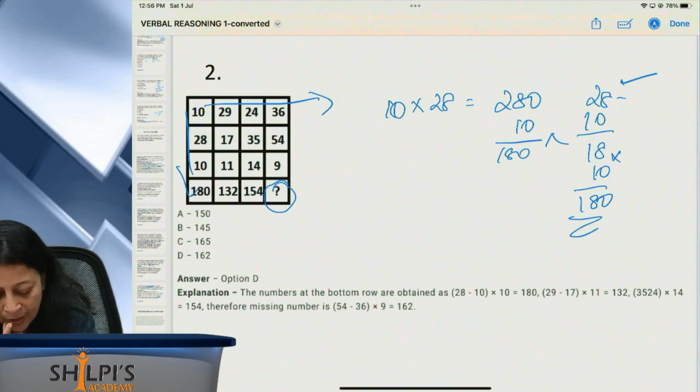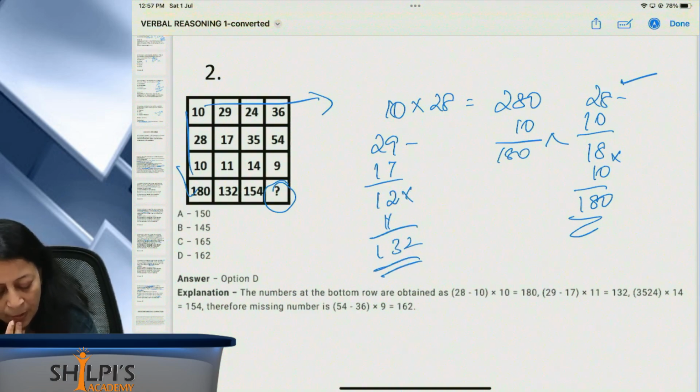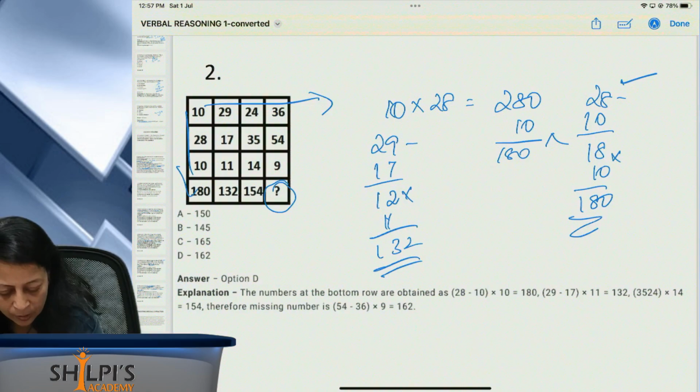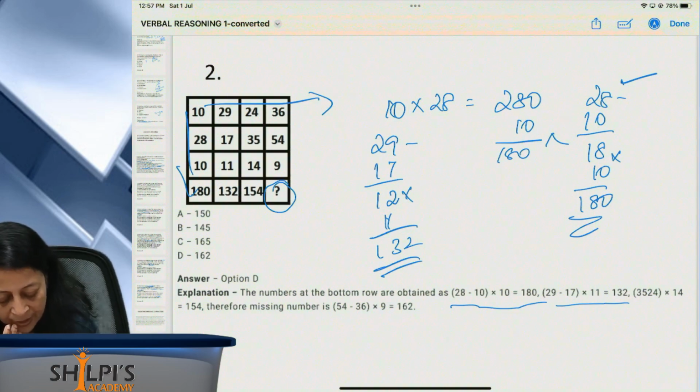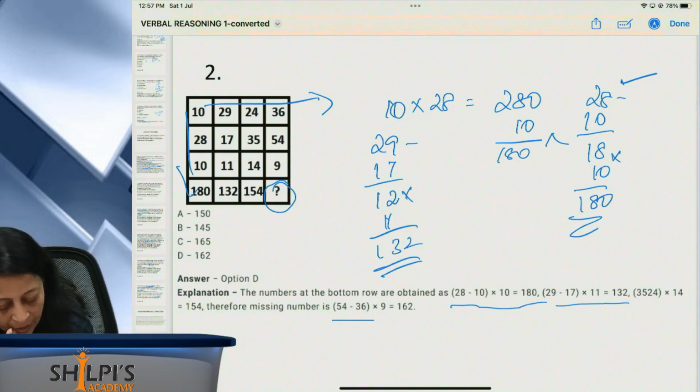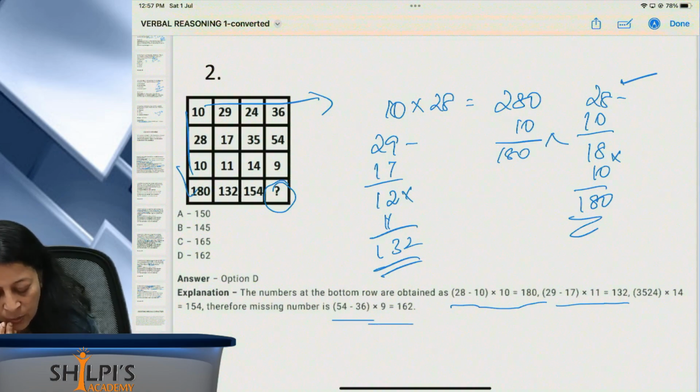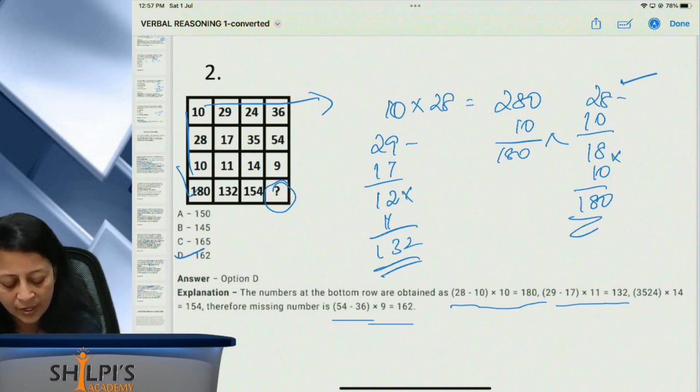So, let us go for the next one. 29 minus 17 is 12, then 12 into 11 is 132. Yes, seems to be perfect. Let us go and check the other one also. Now, coming back to 36 and 54, here they have given 28 minus 10, 29 minus 17. Now, 54 minus 36, into 9, so you get the answer 162. Just check each and everything.